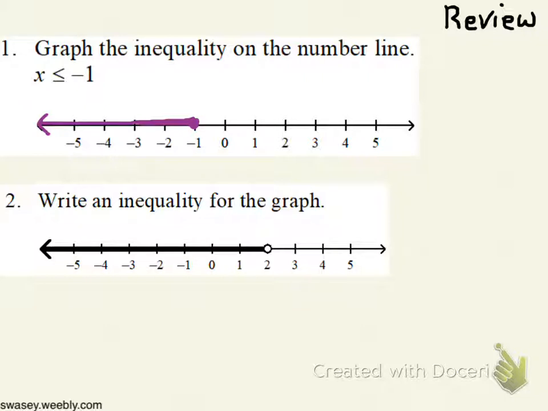Number two, we have the inequality graphed. We need to write the inequality. So we have the graph, we need to write the inequality. This time it's an open circle at 2, which means we're not including 2. Shaded to the left, so we have less than. If it was shaded to the right, we'd have greater than.